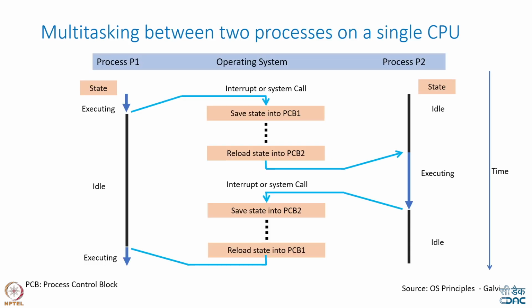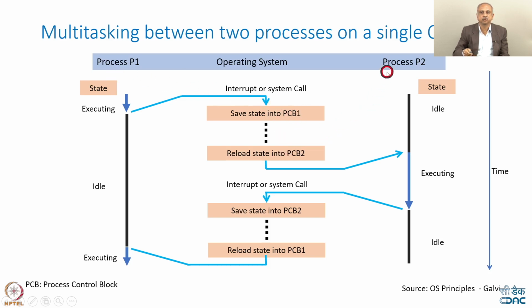So, this diagram explains how this works by taking the example of two processes P1 and P2. For each process the state is indicated here, that it could be executing or in idle state. So, let us see what happens with respect to time as it moves from top to bottom. First, process 1 is running, which is indicated by this blue arrow. At that time an interrupt occurs or some system call is made by P1. So, at this time the OS gets control, it will save the state of the process in what is called process control block 1, which pertains to process 1.